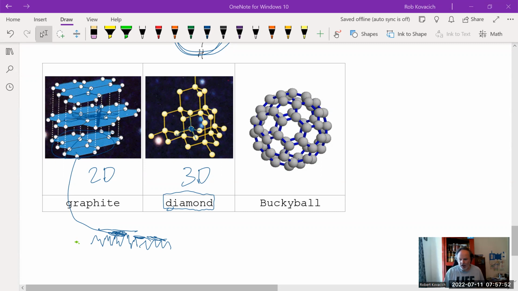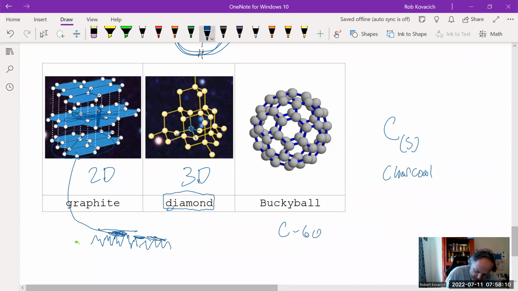There is one other allotrope of carbon that you're super familiar with, and that would just be carbon, C. That's a solid, and this is charcoal or soot on the inside of, say, a wood stove. This one here, we write it as C60. Everybody know what that would be? This would be carbon that's in its crystalline form, the diamond, and then this would be carbon that's in its graphite form.